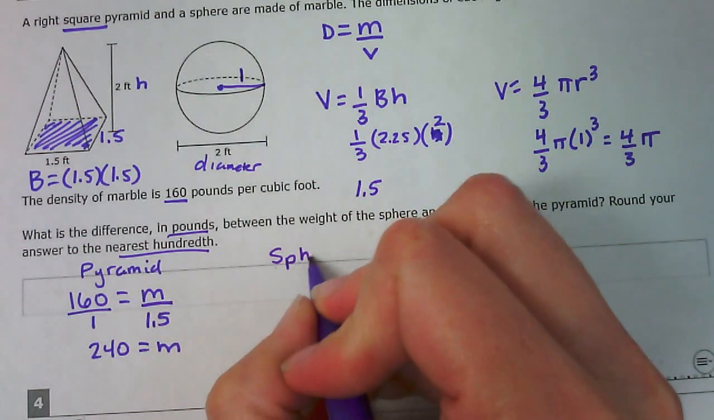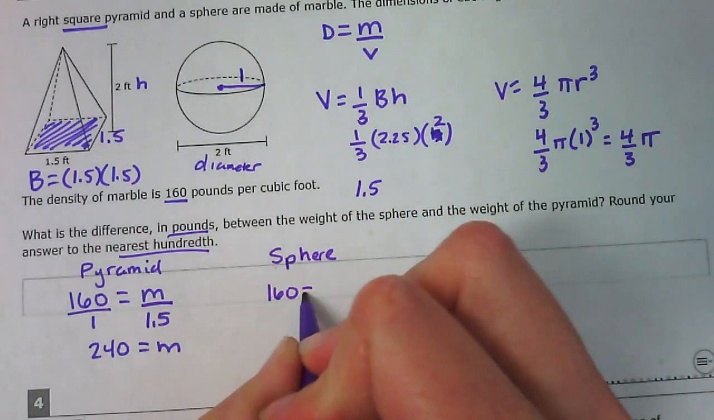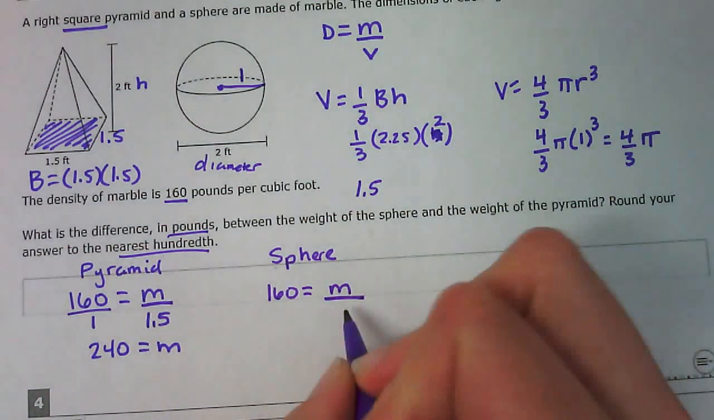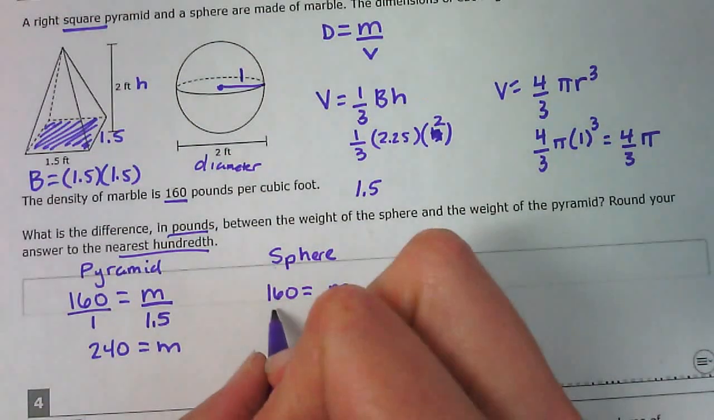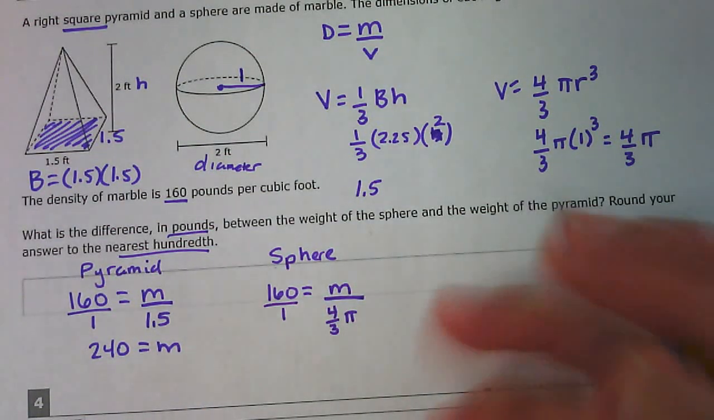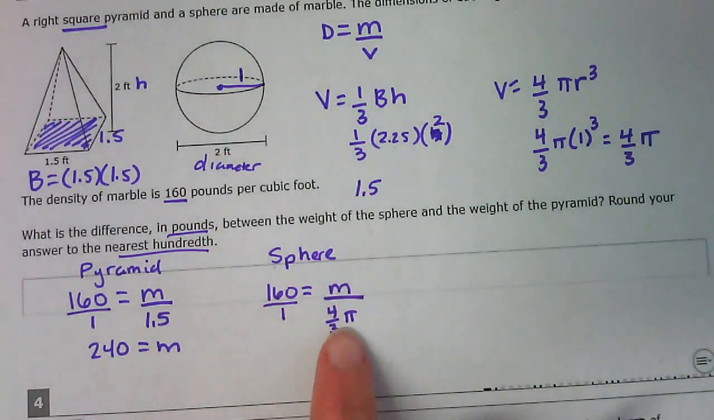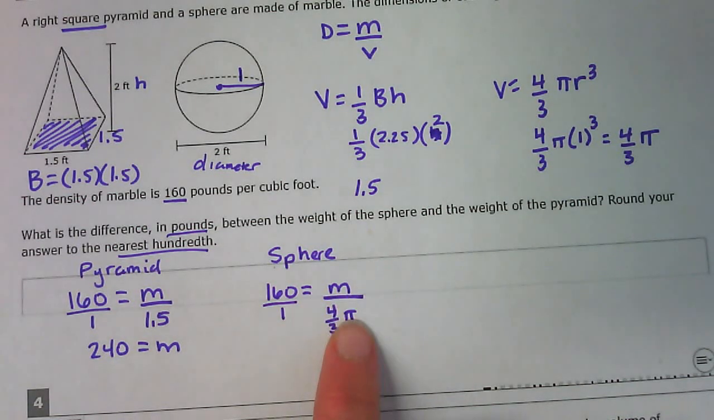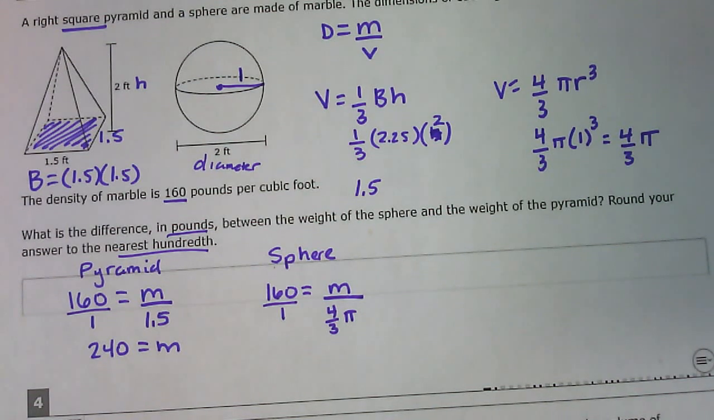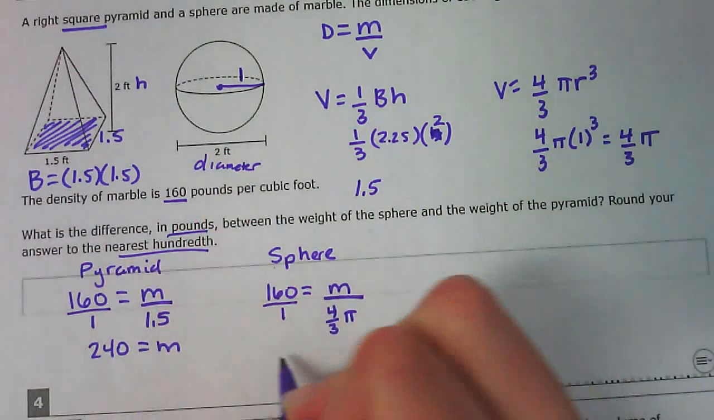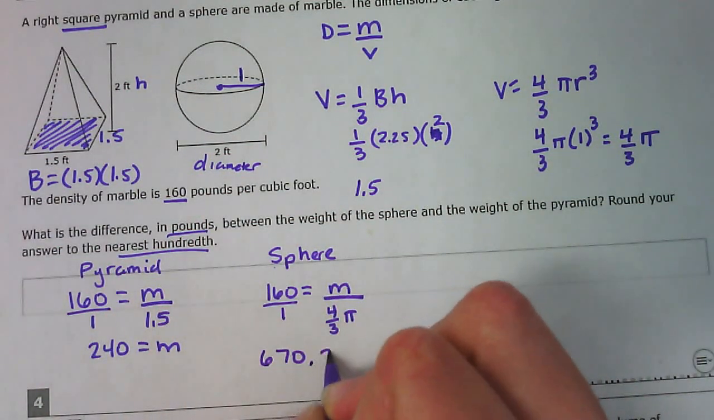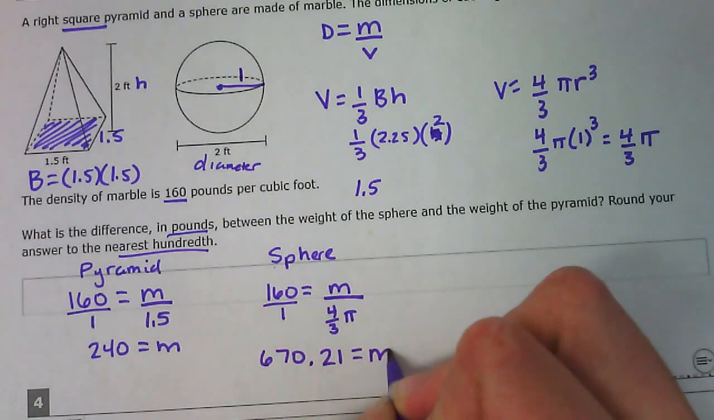So now when I do the sphere, I have 160 is equal to m, and then 4/3 pi goes on the bottom. If I think about this as being over 1, then I can just cross multiply. I'm going to type 4/3 times pi times 160 into my calculator. We want to be careful. Our direction says round to the nearest hundredth. So when I round this answer to the nearest hundredth, it's going to be 670.21.